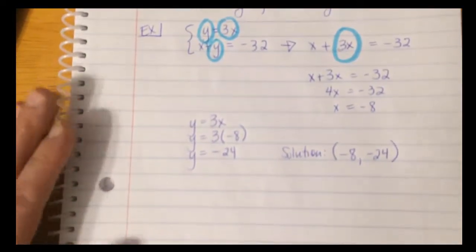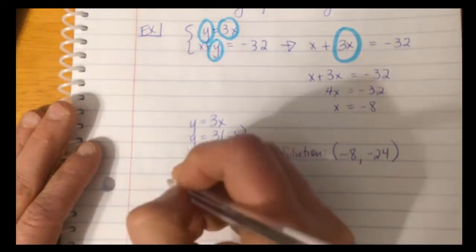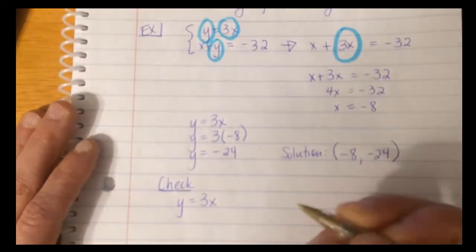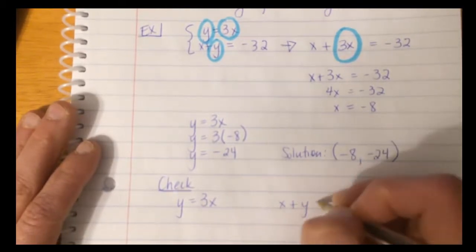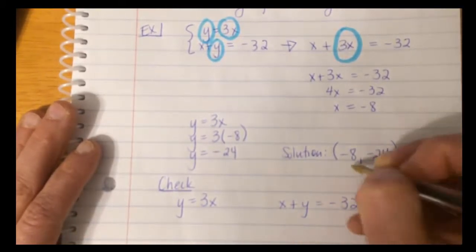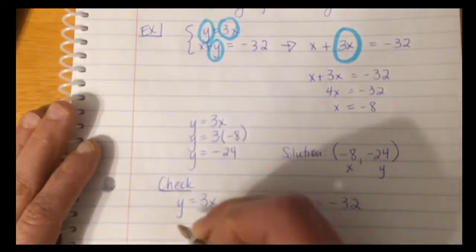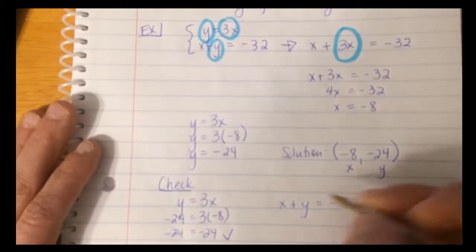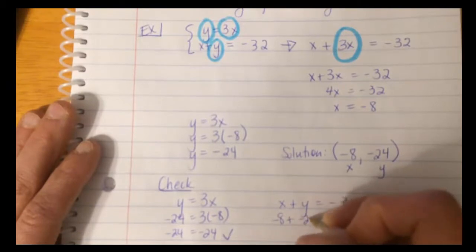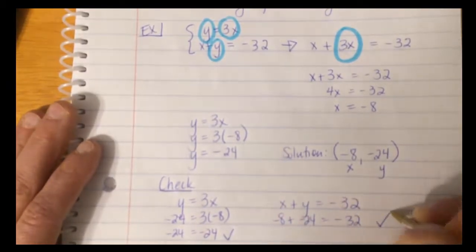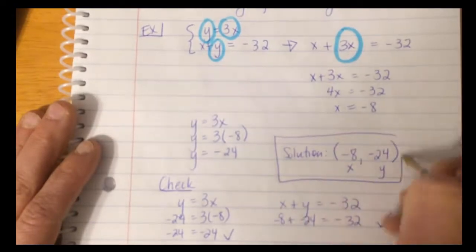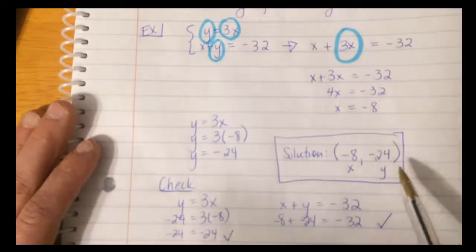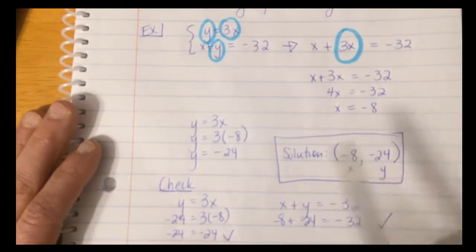If I want to check to make sure I've got this right, I can plug back into the equation. I'm going to check y equals 3x, and I'm also going to check x plus y equals negative 32. This is my x, and this is my y. So I'm going to check to see, is it true that negative 24 equals 3 times negative 8? And I'm going to check to see, is it true that negative 8 plus negative 24 equals negative 32? And that also works, so I know my solution is correct. If I were to graph these two equations, I would see that the two lines intersect at this point, negative 8, negative 24.